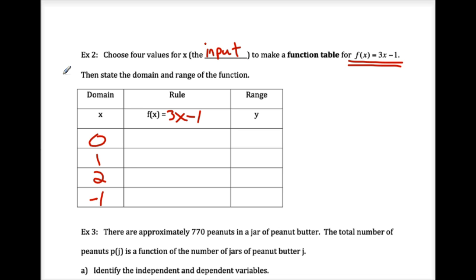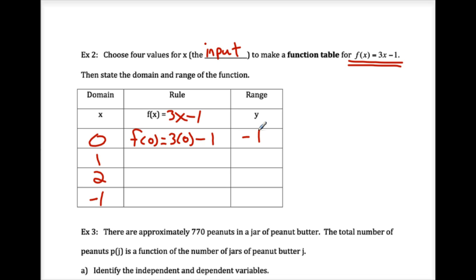What you're going to do is find f of 0 first. Then you're going to do f of 1, then f of 2, then f of negative 1, not 3. So remember how we do this: 3 times 0 minus 1. Raise your hand if you can do that totally in your head. What's f of 0? Negative 1. Explain how you got that, Catherine. 3 times 0 is 0, minus 1.